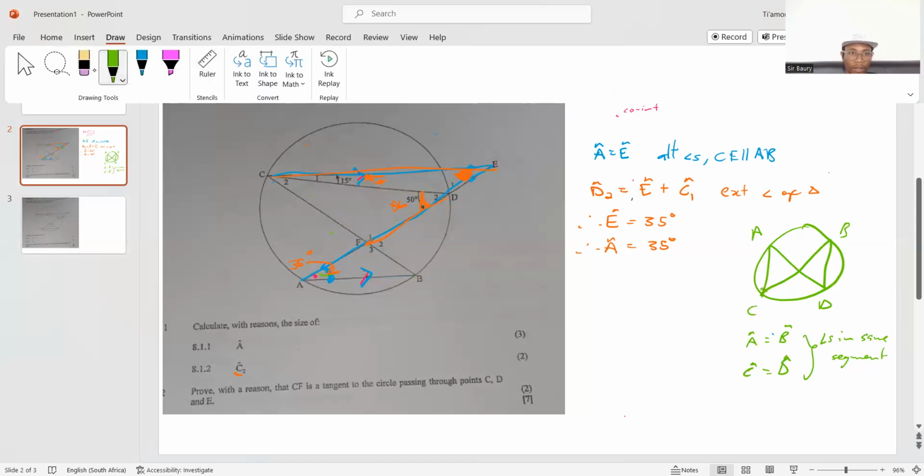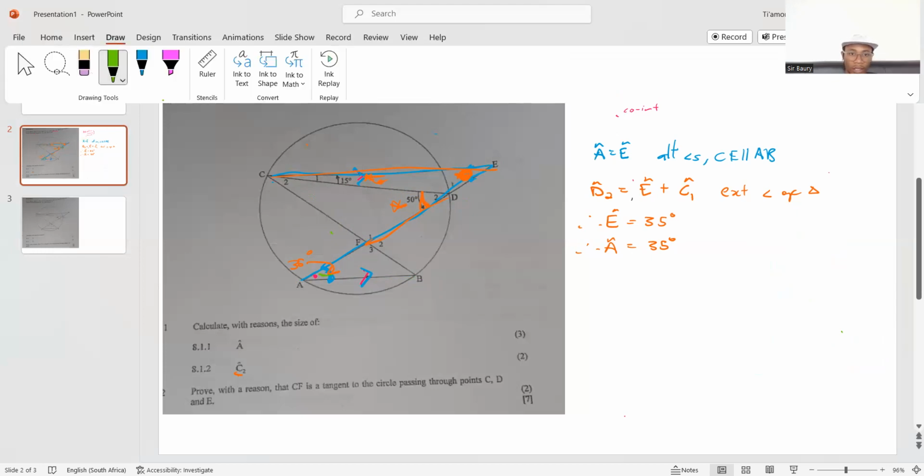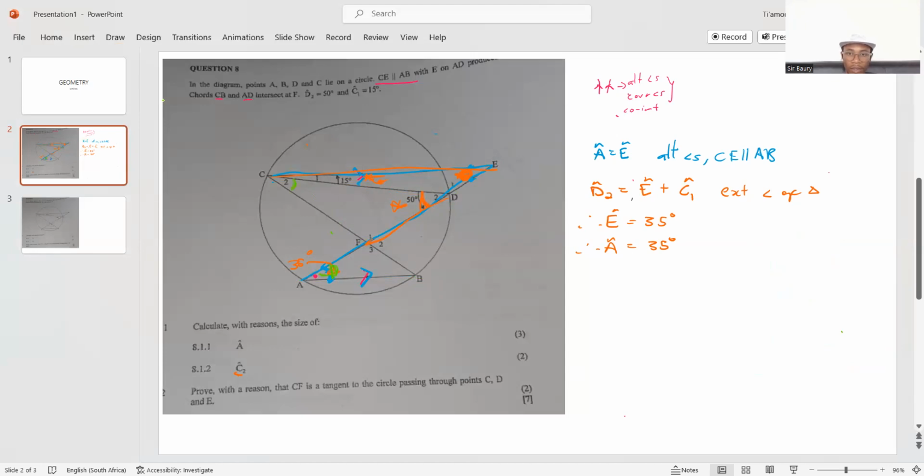So I have angle A is equal to C2. C2 is equal to angle A. Angles in same segment. That's the condition. So our value for C2 is going to be equal to 35 degrees. So we also have 35 degrees.